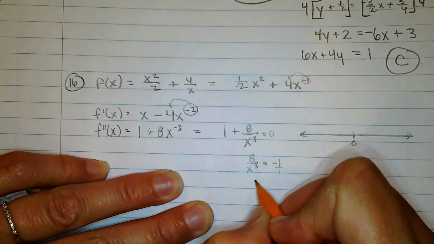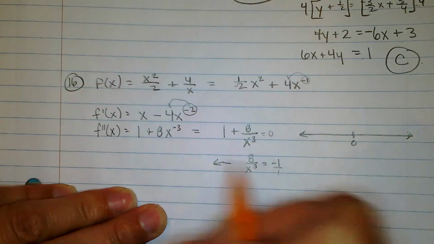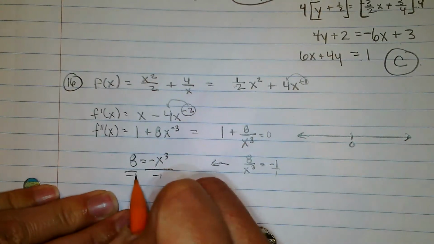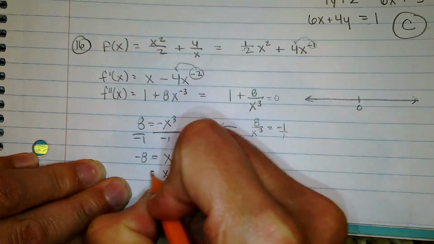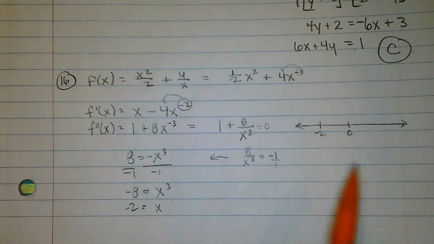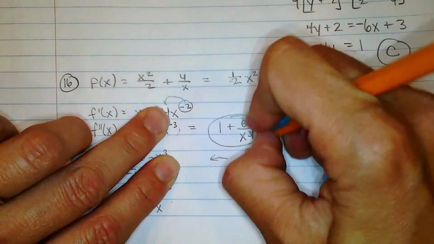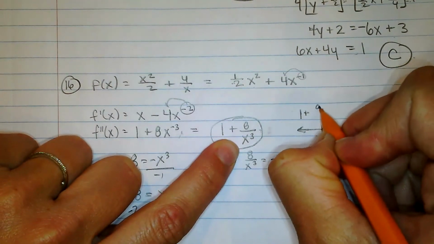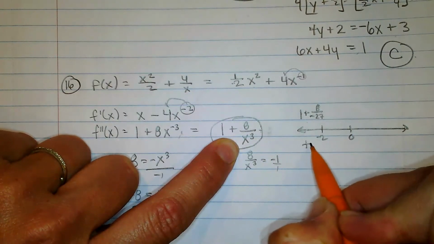Cross multiply, you're going to get 8 equals negative x cubed. Divide by negative 1, you're going to get x cubed equals negative 8, which is going to happen at an x coordinate of negative 2. Okay, so here's where we're testing in and around, and we're testing for concavity, so we're testing second derivative stuff, which is here. That's my second derivative. So when I plug in negative 3, I'm going to get 1 plus 8 over negative 27. That's 1 minus a small fraction. That's still going to be a positive.